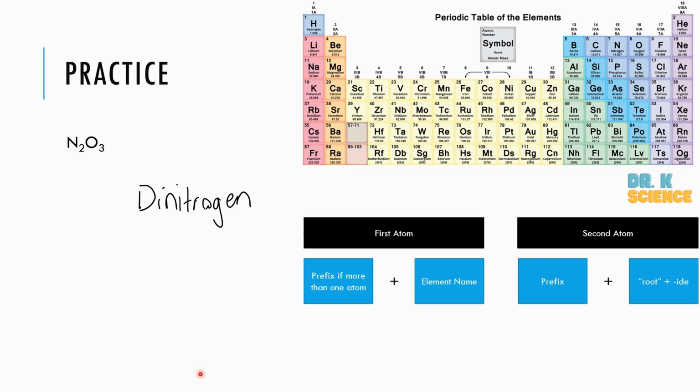Our O is oxygen, and it has 3. So there are 3 oxygens. We're going to put our prefix for 3, and we used this on the previous one. It's tri. And now, just like before, we take our element name, which is oxygen. We take off the ending and add IDE. So doing this step, which is very similar to ionic naming rules, oxygen becomes oxide. Our full name for this is dinitrogen trioxide.